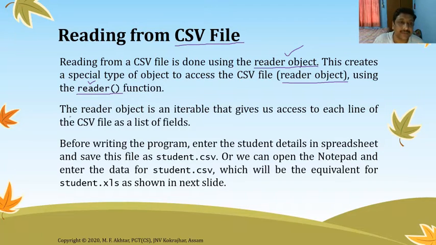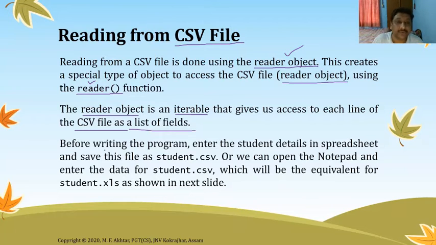What is this reader object? The reader object is an iterable that gives us access to each line of the CSV file as a list of fields. Iterable means one by one we can access each and every record, each and every piece of data, just like a list of fields.